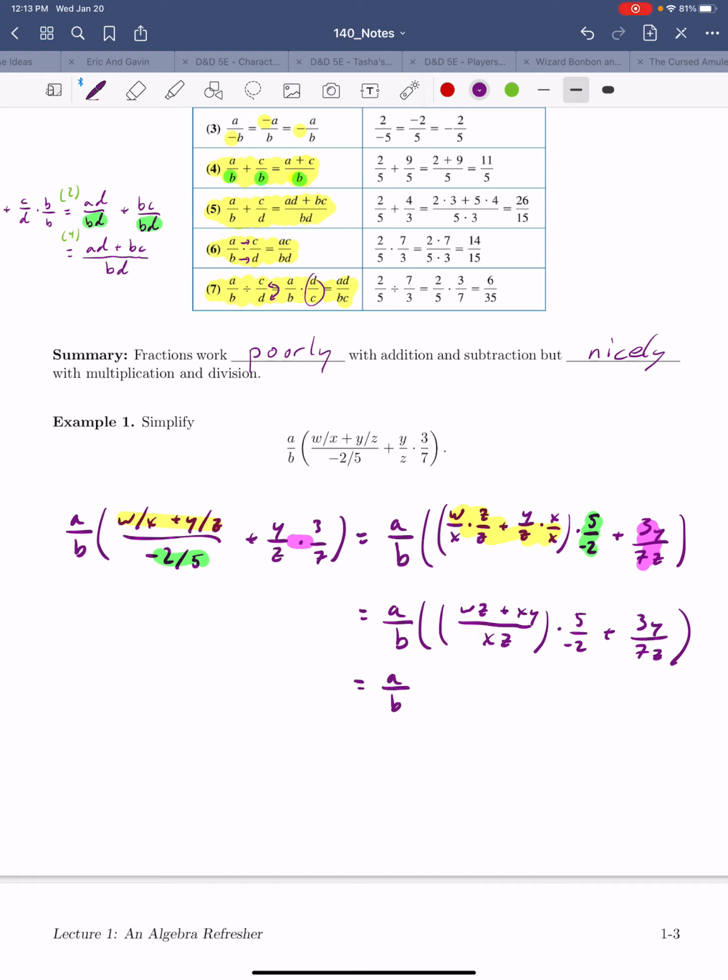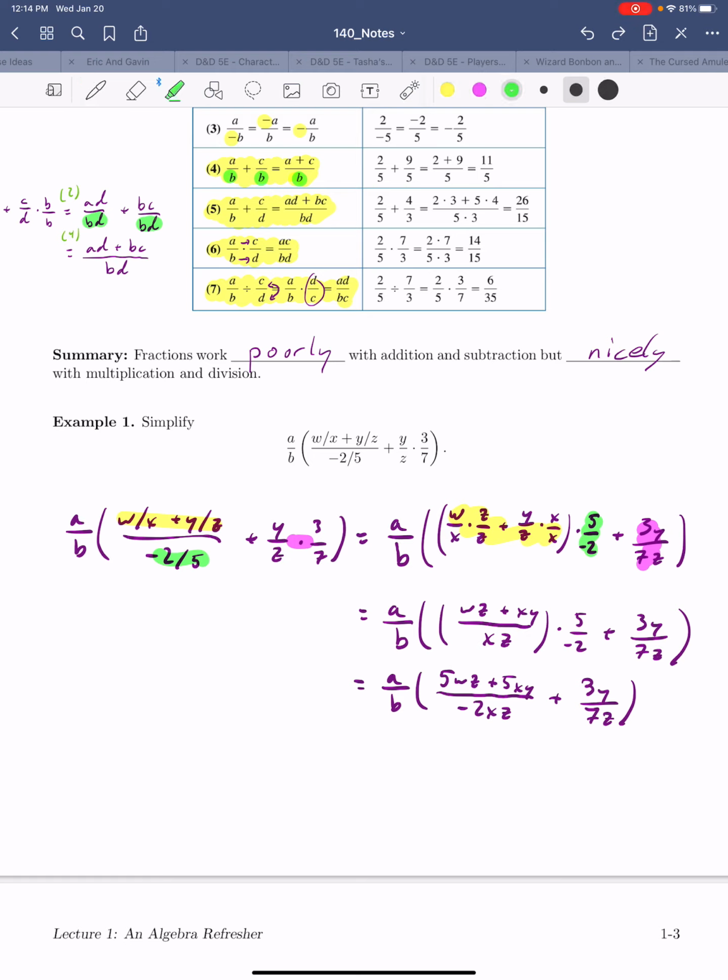Okay, a over b times, and now I'm just going to distribute the first two terms, like the 5 and the negative 2. So we're going to get 5wz plus 5xy all over negative 2xz. Now the problem here, in terms of how much work we've got, is that we've got another messy addition. Right? We're still adding this term to this term, and that's not ideal.